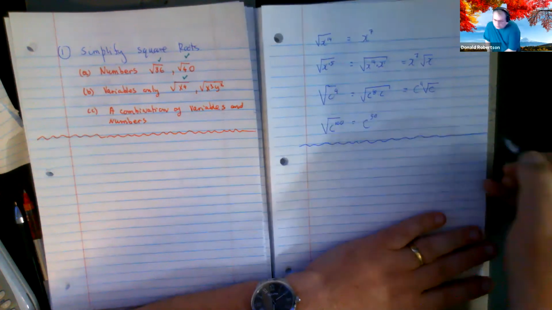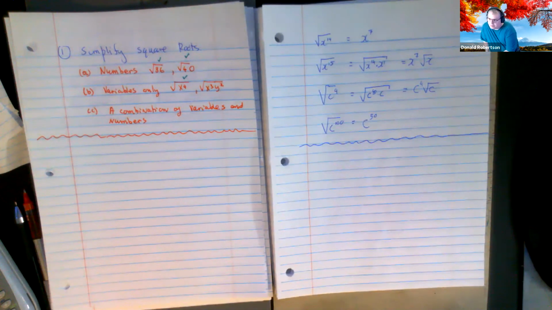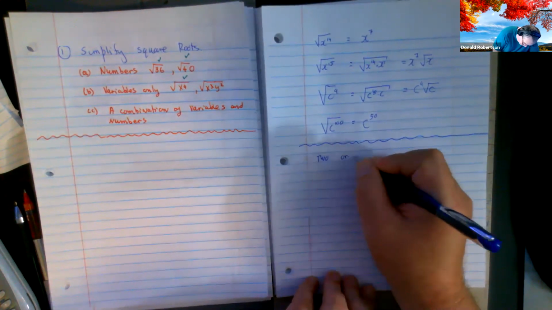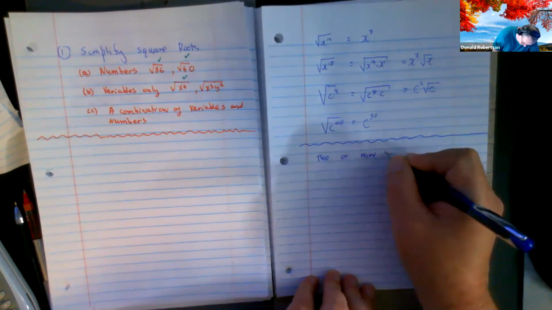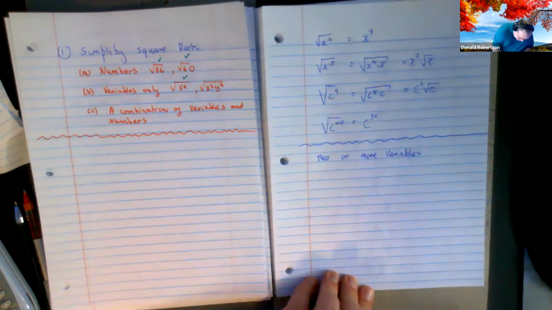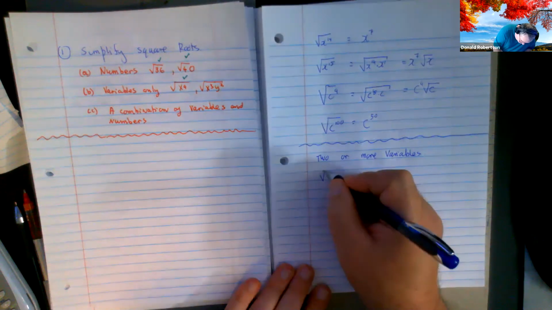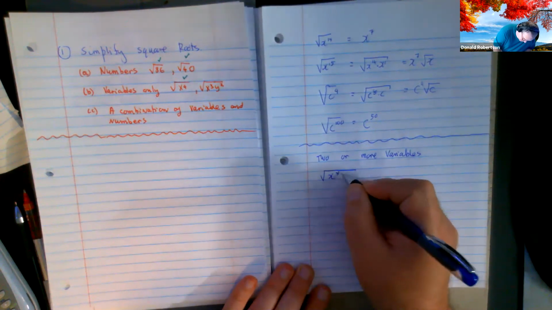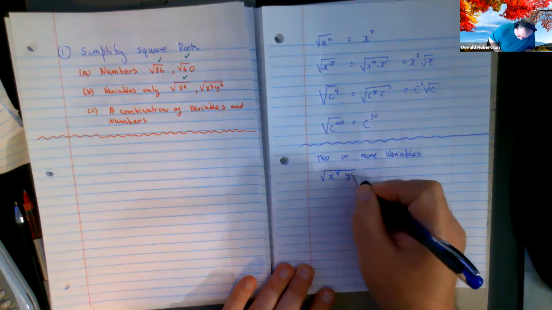Okay, if it's a single variable, do you feel comfortable about how you simplified them now? We've seen enough of them to be comfortable with the process. Let's try 2 or more variables. So you might get a question where you're asked to simplify the square root of x to the 8, y to the 4, right? 2 variables.